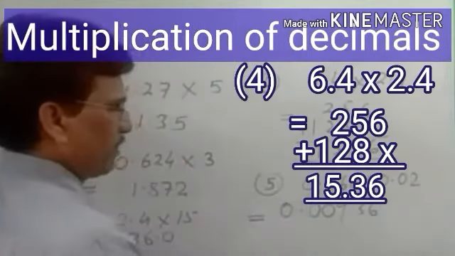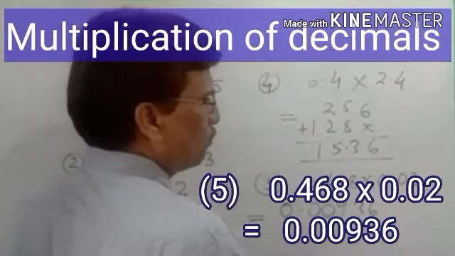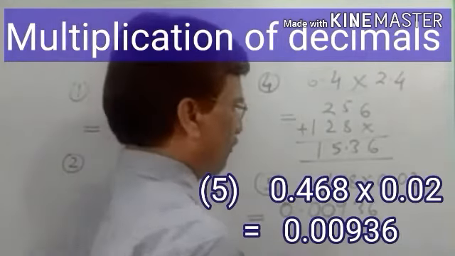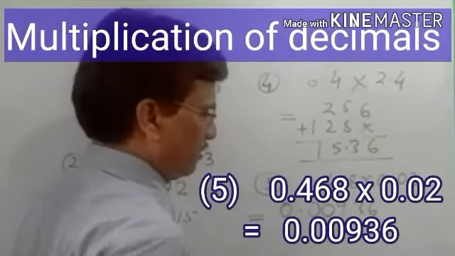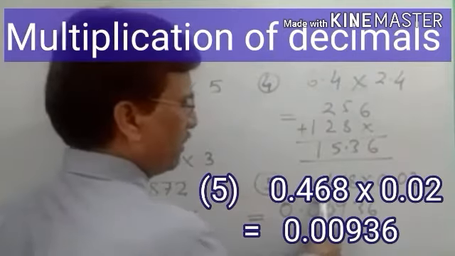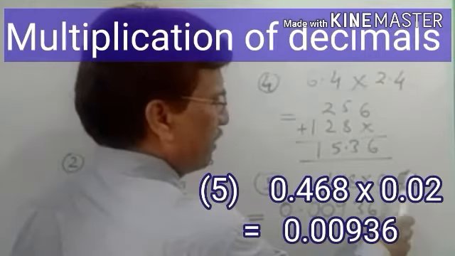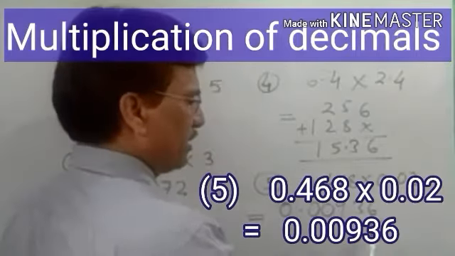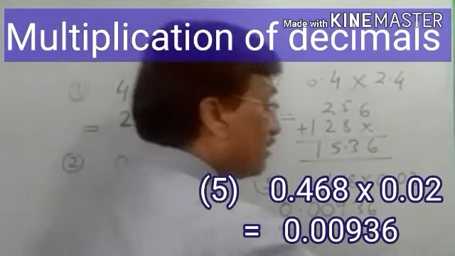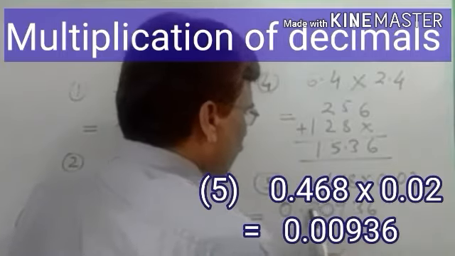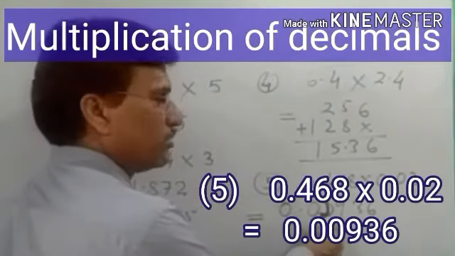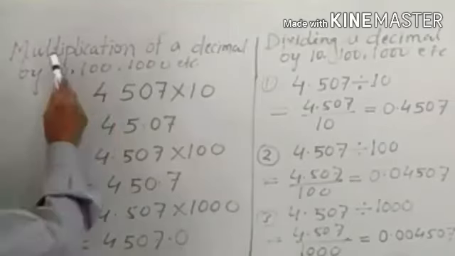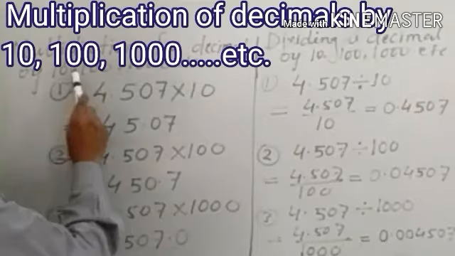Okay. Now last example, example 5. 0.468 into 0.02. First we multiply 468 by 2. We get 936. Now we have to put the decimal. After the decimal 3 digits, here after the decimal 2 digits. Total 1, 2, 3, 4, 5 digits. So we have to put the decimal after 5 digits from the right. 1, 2, 3, 4, 5. If there is no digit, you have to put 0. So 0.00936. Multiplication of a decimal by 10, 100, 1000.